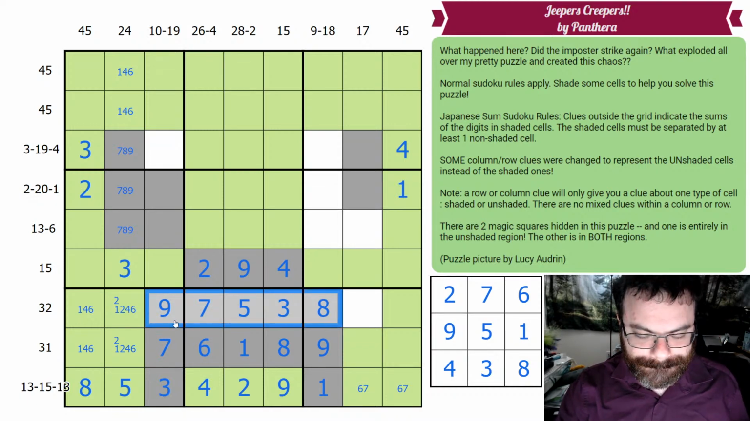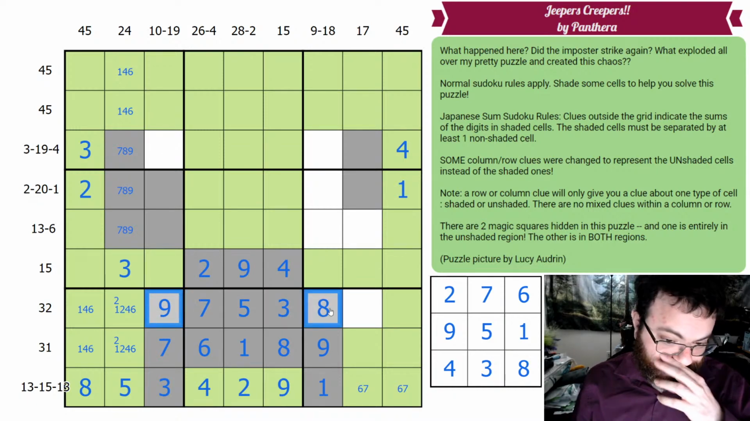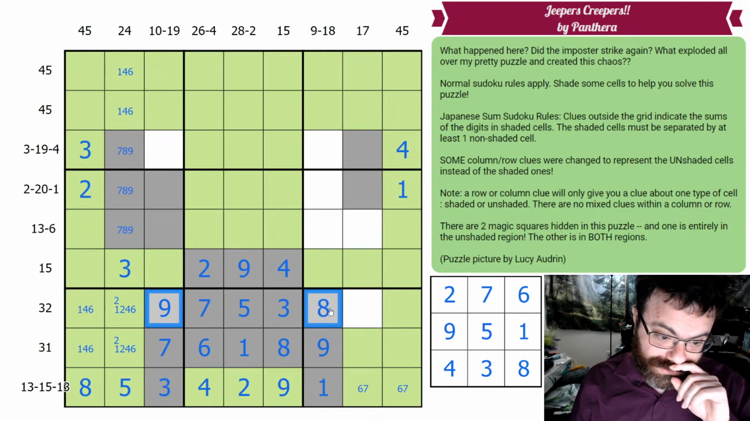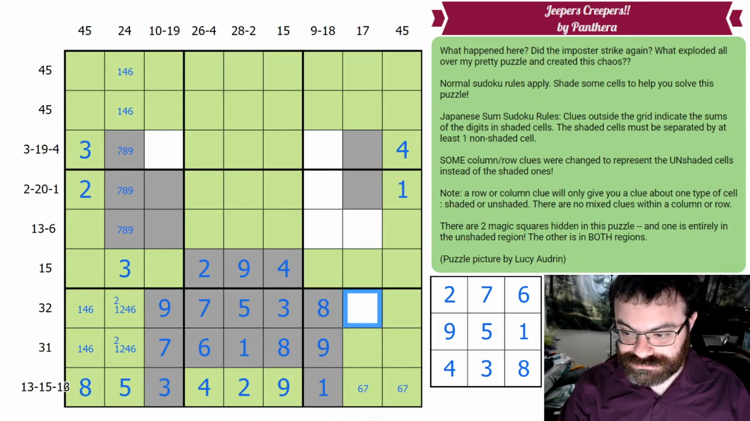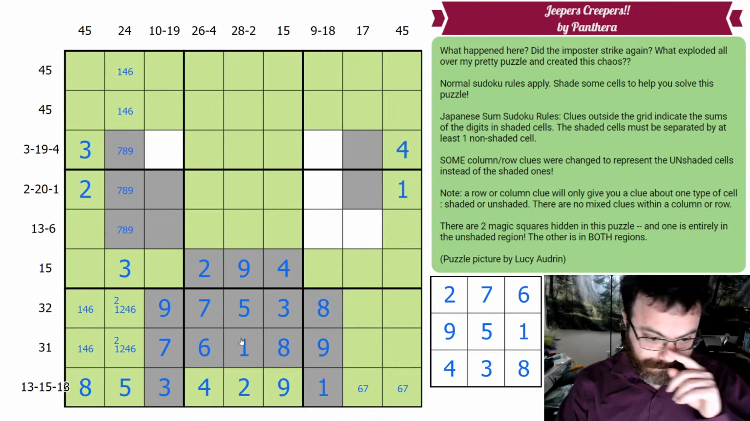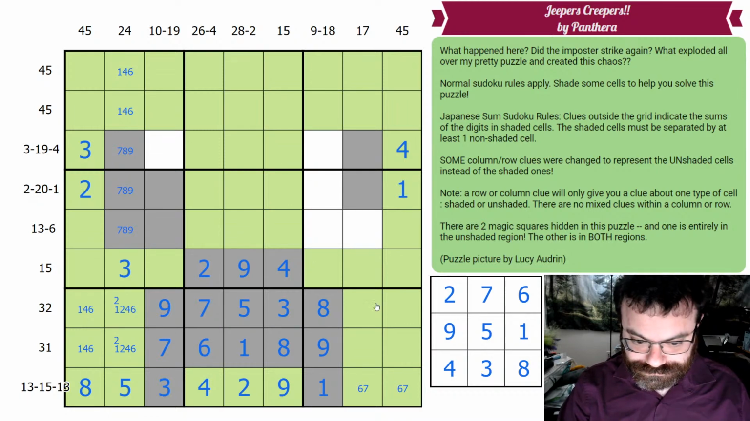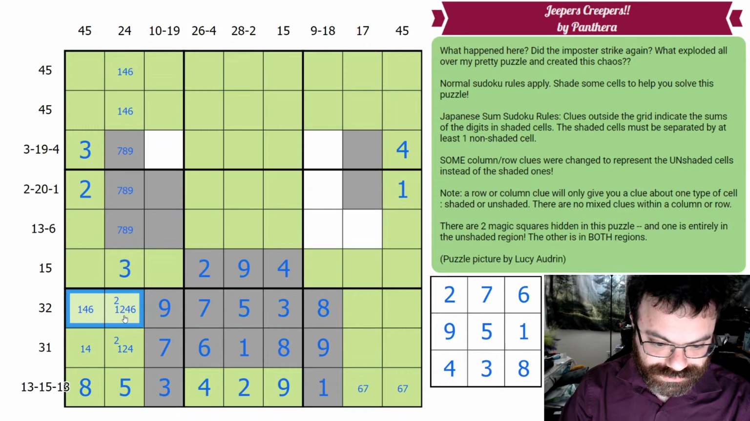What do these add to? 15 plus another 17, 32. So this is green. None of these can be 6. Oh, and these can't be 6. 6 is up here.